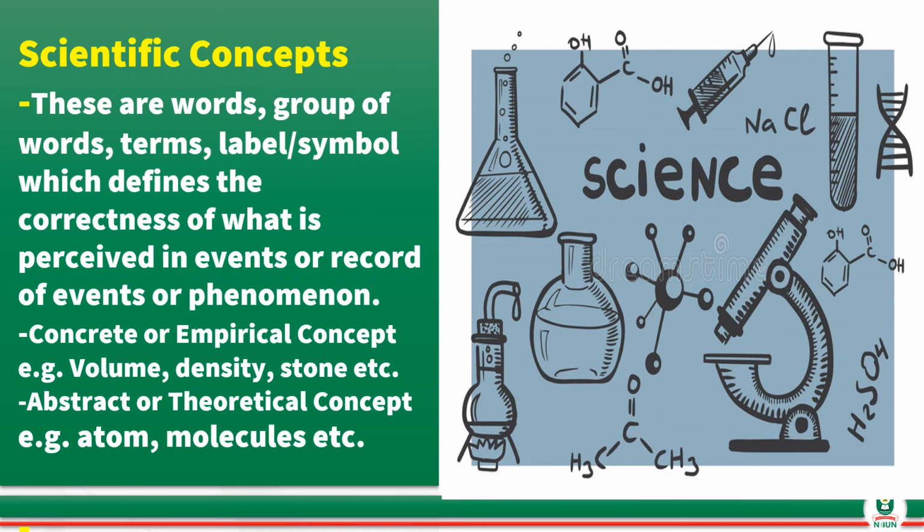Now let's look at the meaning of some of those constructs in the product of science, one of which is the scientific concept. These are words, or a group of words, terms, labels, symbols, which define the correctness of what is perceived in events or records of events or phenomena. A concrete or empirical concept is a type of concept. We have volume, density, and so on. We also have theoretical concepts like atom and molecule. So these are scientific concepts.